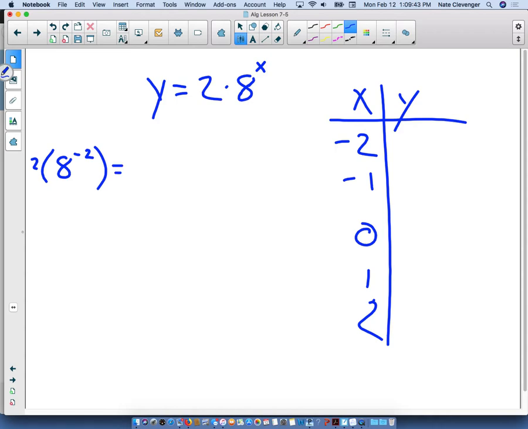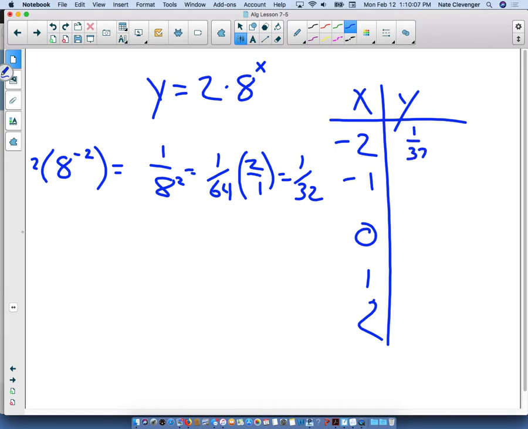8 to the negative second is 1 over 8 to the second, which is 1 over 64. And then again, we're taking that times this 2 now. So that's 1/32. Very small. That's your y value at, well, x is -2.